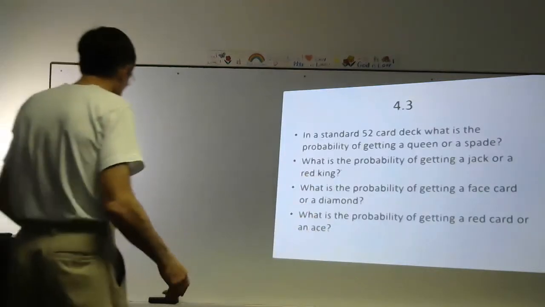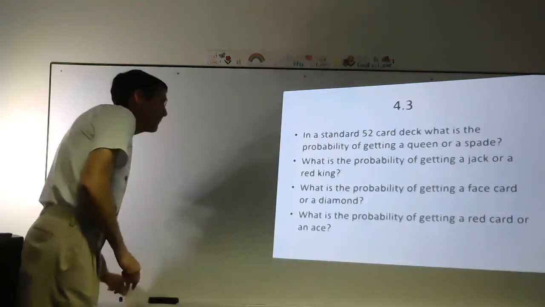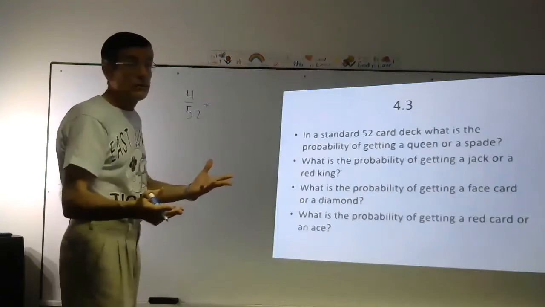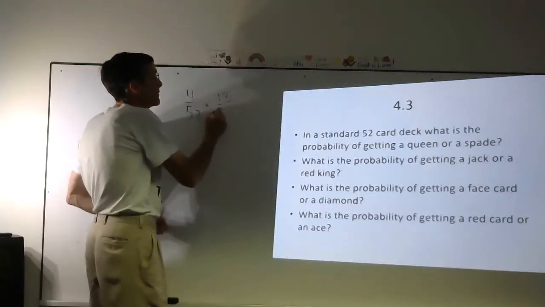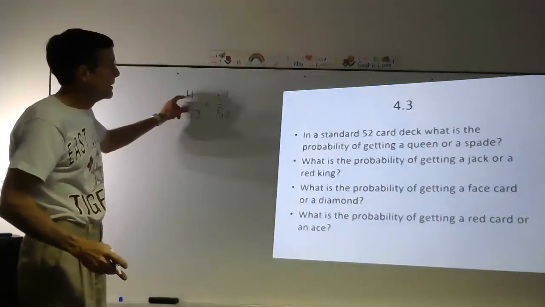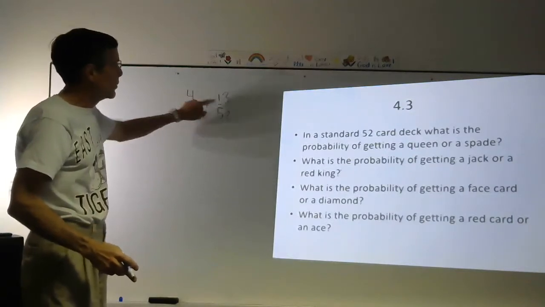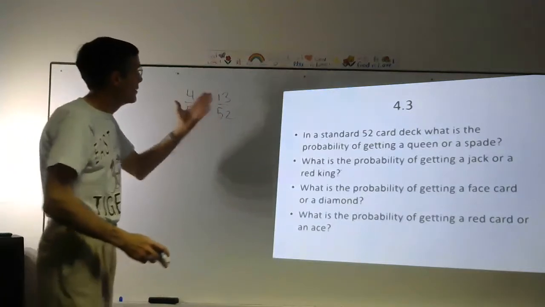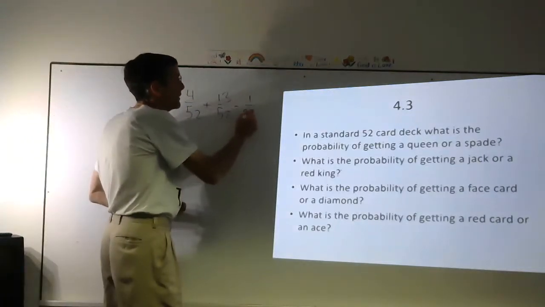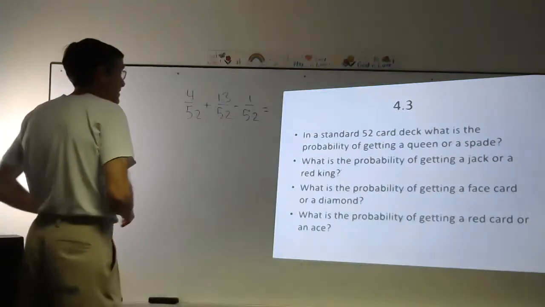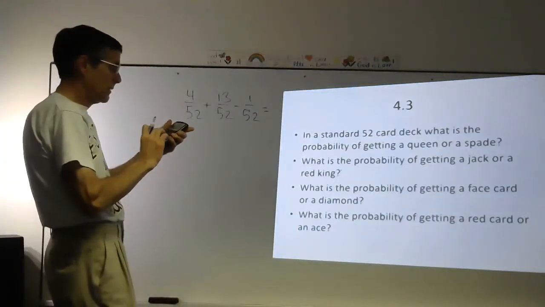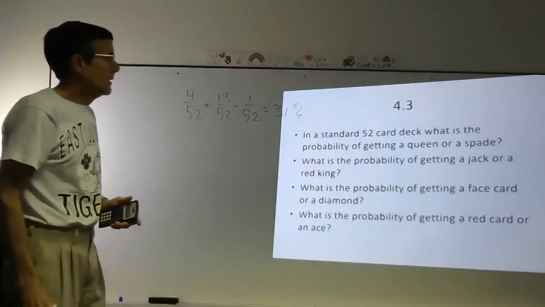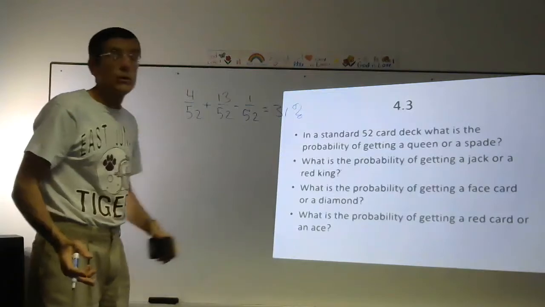Standard deck of 52 cards. What's the probability of getting a queen or a spade? Queen, there are 4 queens out of 52. Spades, there are 13 spades out of 52, but you've counted the queen of spades twice here. You counted it in the queens and also in the spades. So 17, you've got to subtract 1 out of 52. So it should be 16 out of 52, which is 31%.